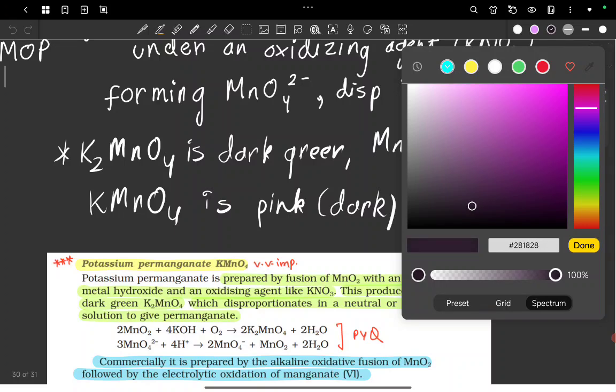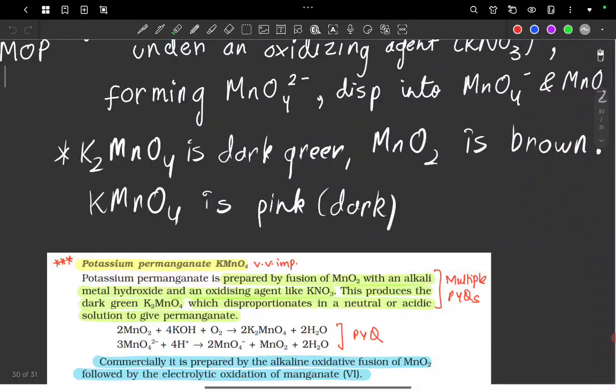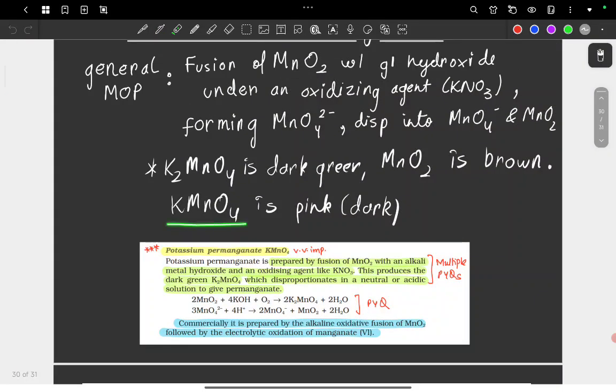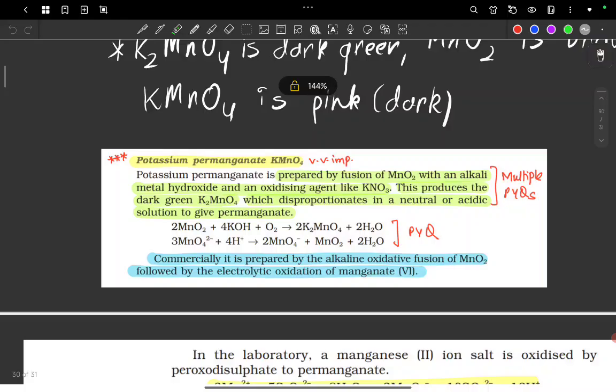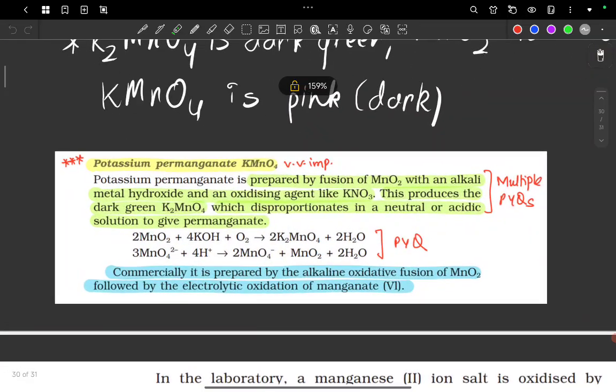Potassium, what am I saying? The permanganate ion, like around this color, this around this. Okay, so going back to our laser, KMnO4 is dark pink in color, and let's learn the NCERT stuff.